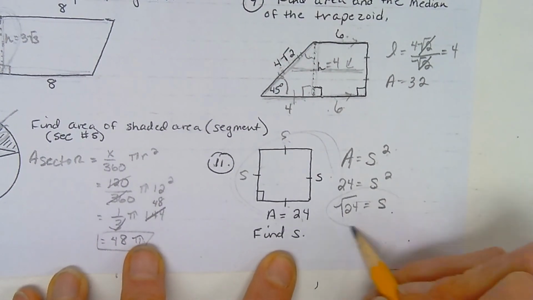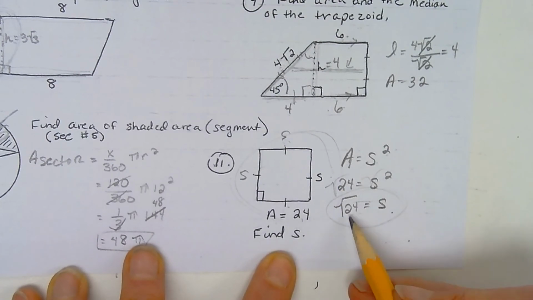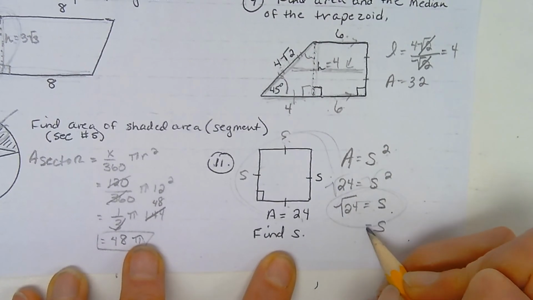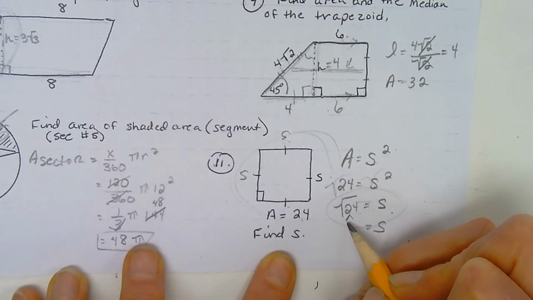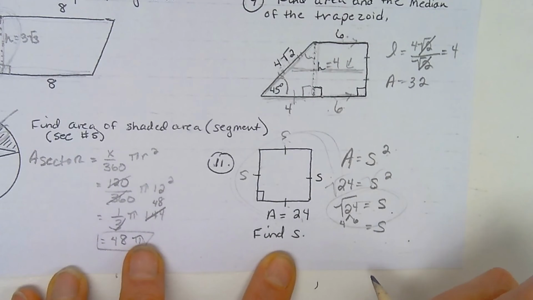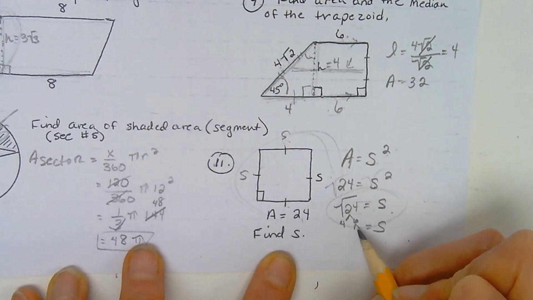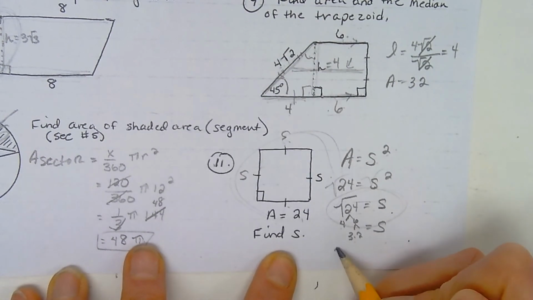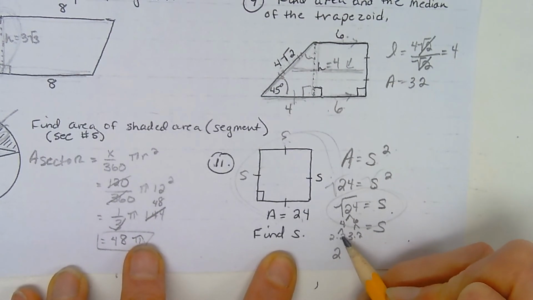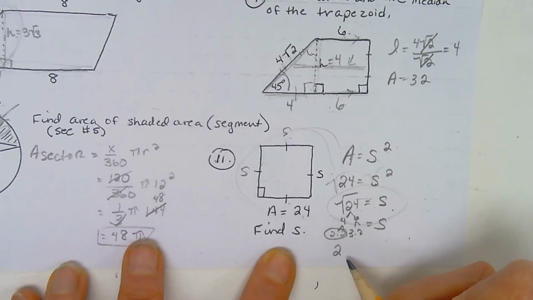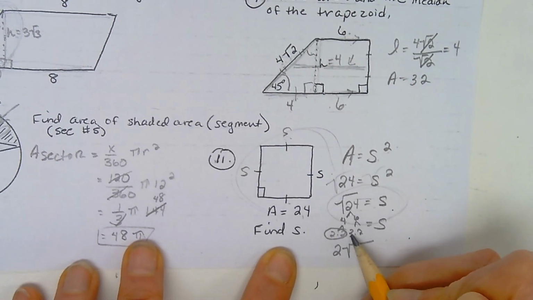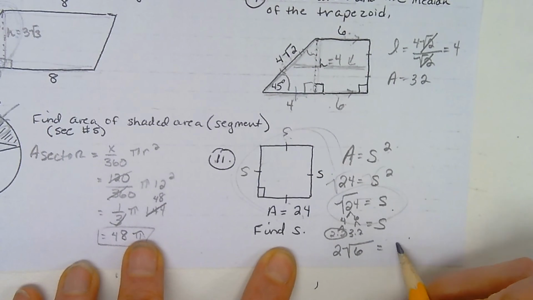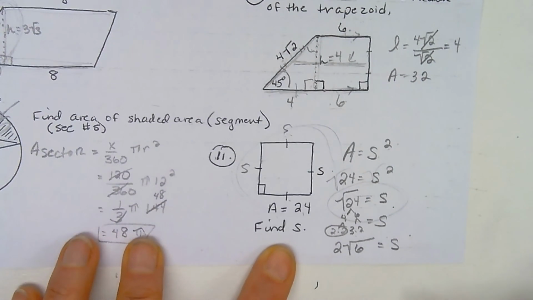And I can simplify this radical. S equals, let's see, there's a perfect square in there of 4. 4 times 6. And this reduces down to 3 times 2. So I'm going to take out the perfect square, which is 4. I'm going to take out a 2 then, because that's 2 times 2. So there's a pair of 2's. I take out a 2. And what's left inside the radical is 3 times 2, or 6. So 2 rad 6 equals S. And that is the length of the side of the square.